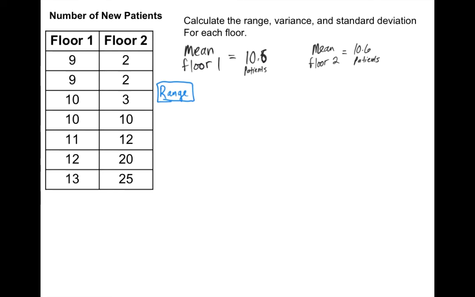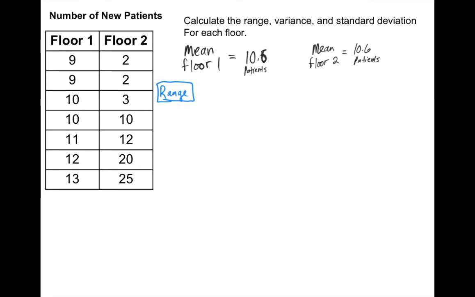In this video, we want to calculate the range, variance, and standard deviation for the data here presented to us. This is data that you have already seen. We are told that floor 1 and floor 2 counted the number of patients they received during a particular week. Floor 1 had this number of patients here: 9, 9, 10, 10, 11, 12, 13, and floor 2 over those 7 days had 2, 2, 3, 10, 12, 20, 25.